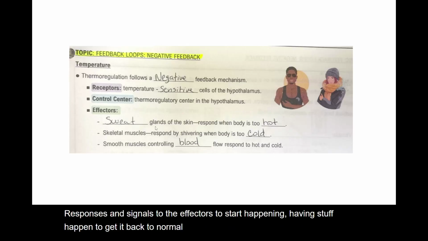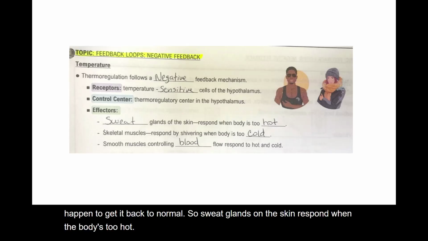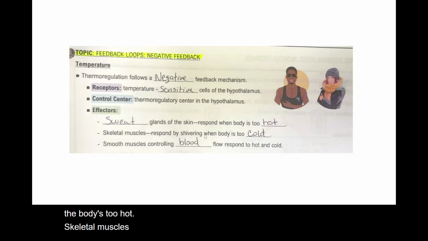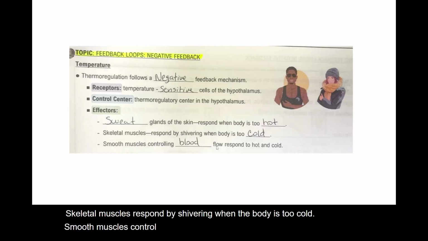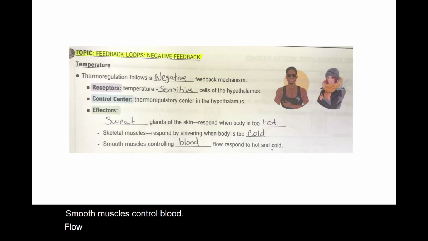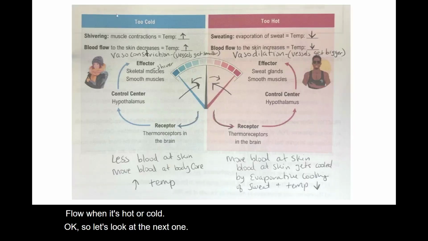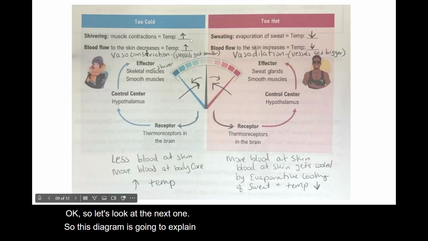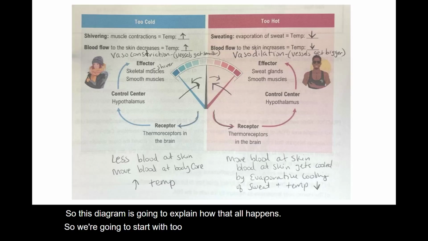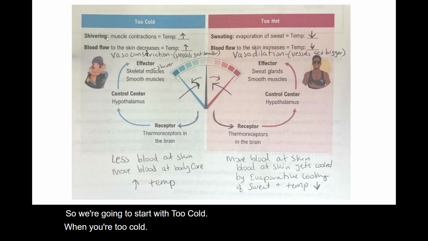So sweat glands on the skin respond when the body's too hot. Skeletal muscles respond by shivering when the body's too cold. Smooth muscles control blood flow when it's hot or cold. Okay, so let's look at the next one. This diagram is going to explain how that all happens. So we're going to start with too cold. When you're too cold, you start to shiver. That causes muscle contractions, which increase your temperature.